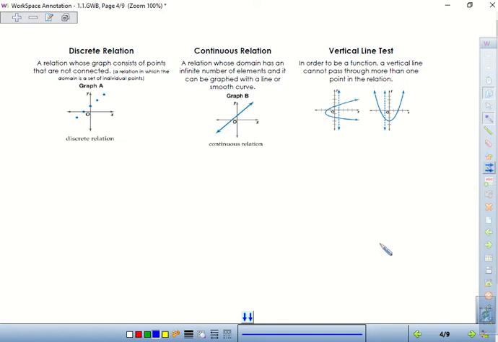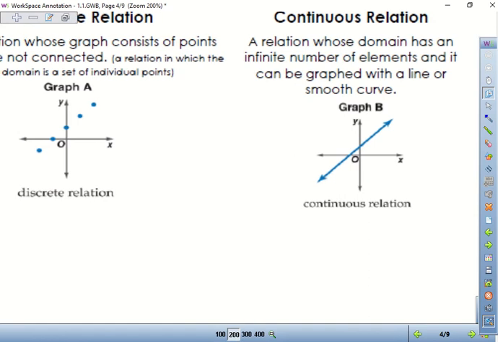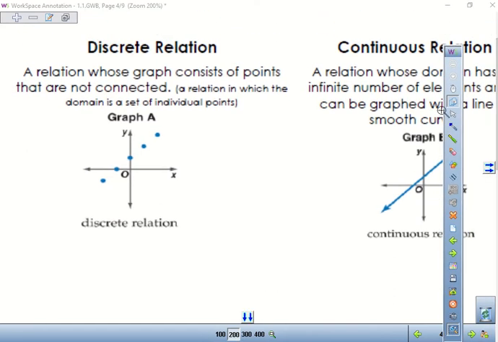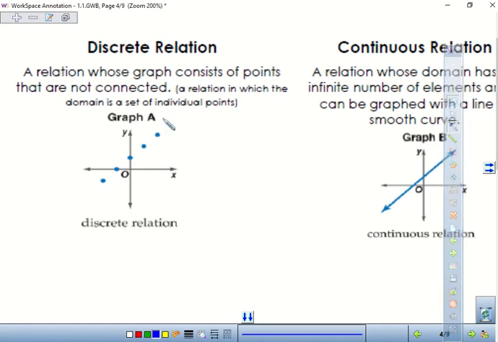Now we're going to talk about the different types of relations that you're going to encounter today and in the future. A discrete relation is a relation whose graph consists of points that are not connected. Okay? So as you can see, we have a set of coordinates here on the coordinate plane. Now these points are not connected, which means I don't know what's happening between those points. I don't know if the function exists between those points or anything like that, or if the relation exists. So this right here is discrete, okay? They are not connected. So that means if you put your finger on this, you can't just get to the next part without having to lift your finger, okay?